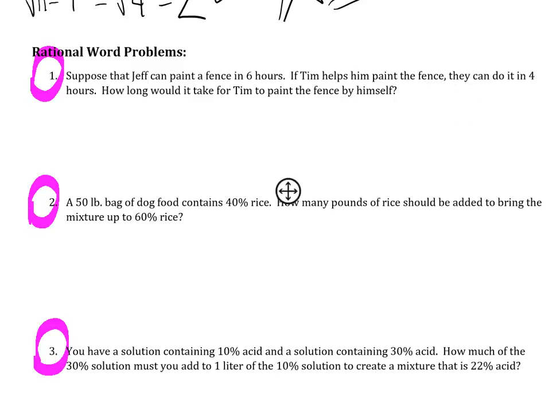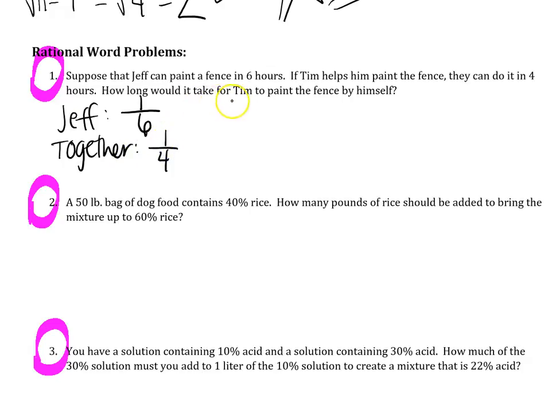All right, working together problems. Suppose Jeff can paint a fence in 6 hours. So Jeff can do one job in 6 hours. If Tim helps him paint the fence, they can do it in 4 hours. So together, they can paint the fence in 4 hours. How long would it take for Tim to paint it by himself? So one job in an unknown amount of time. So Jeff plus Tim equals together.